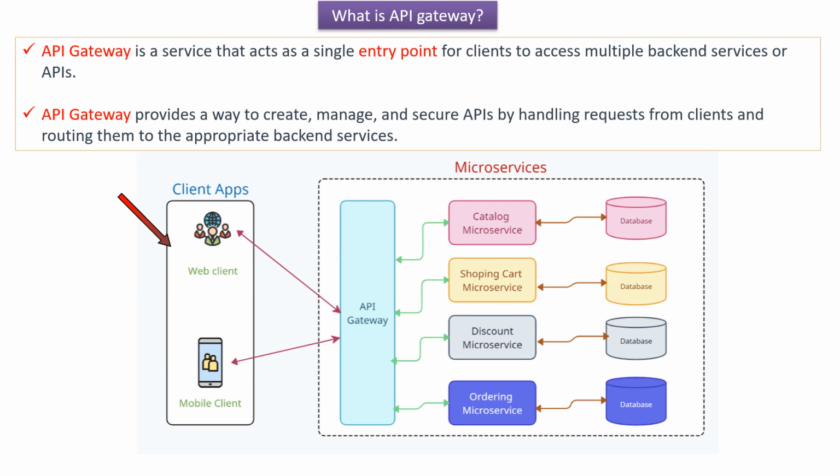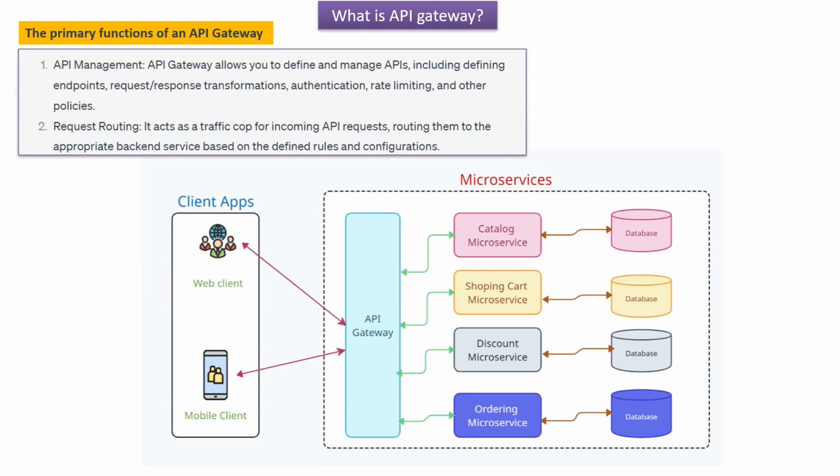Here you can see the web client or mobile client that sends request to API gateway. API gateway receives the request, and if the request is related to catalog microservice, then API gateway routes the request to catalog microservice. And if the request is related to ordering microservice, then API gateway routes the request to ordering microservice. Here we will see the primary functions of API gateway.